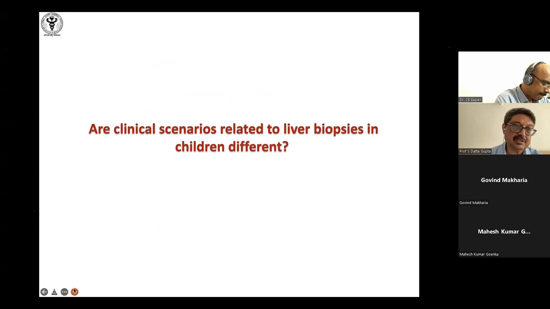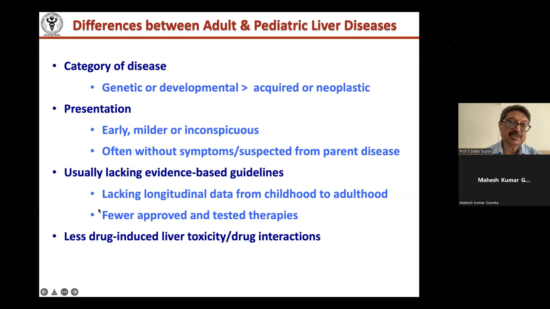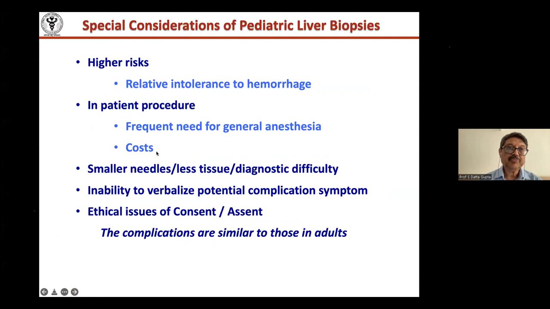So you have to always remember, in adults and in children, some of the clinical scenarios are different, especially in children where you have a sizable number of genetic or developmental diseases. And of course, there are many diseases which lack evidence-based guidelines in children, and that is why, unlike in adults, they cannot proceed without a liver biopsy. The problems with liver biopsy are there's a high risk, especially of hemorrhage. Then in children, you sometimes resort to anesthesia and there are difficulties in getting tissues. So the complications are similar to what you see in adults.